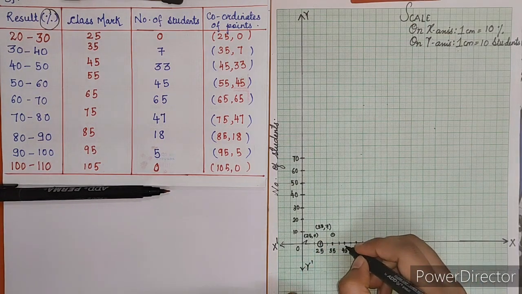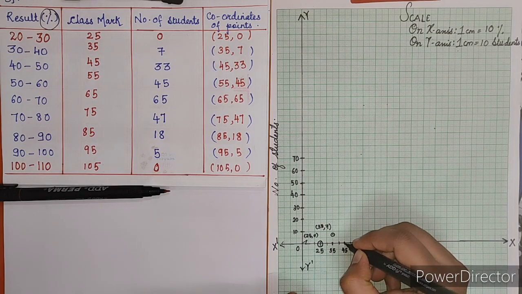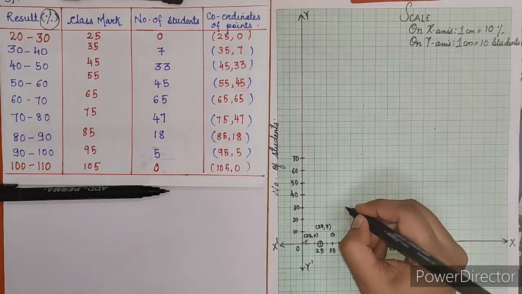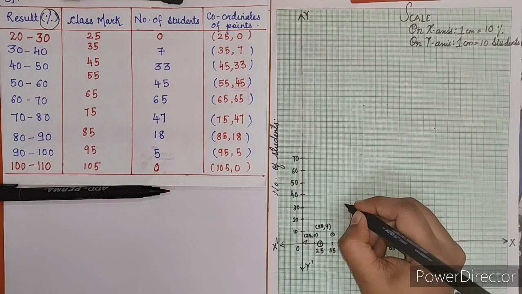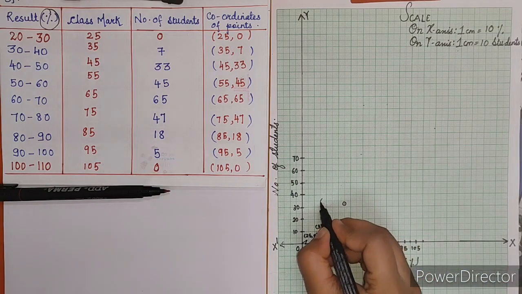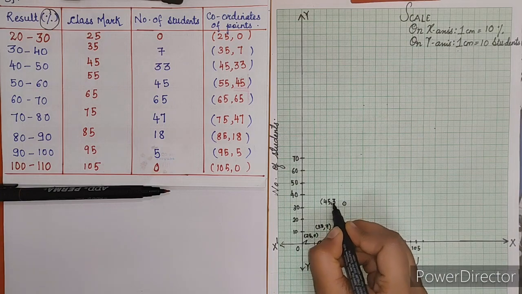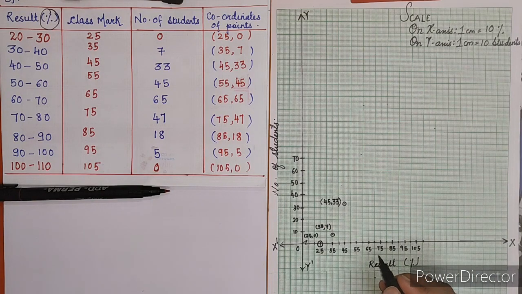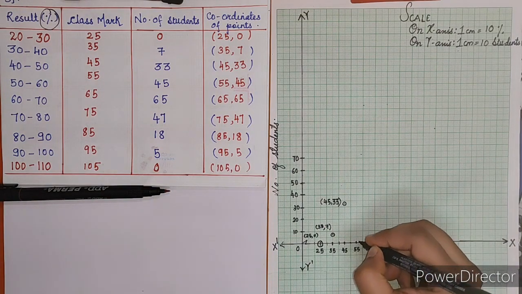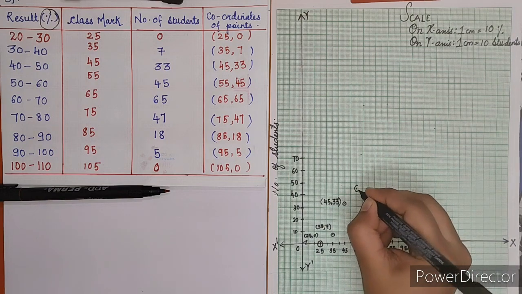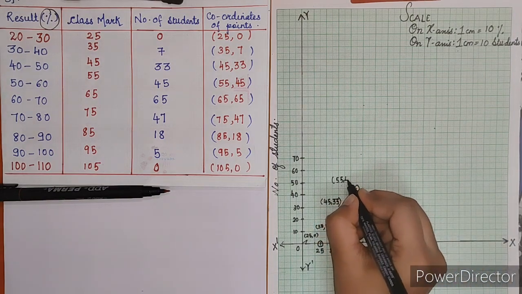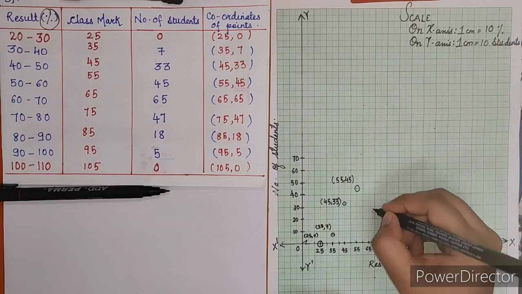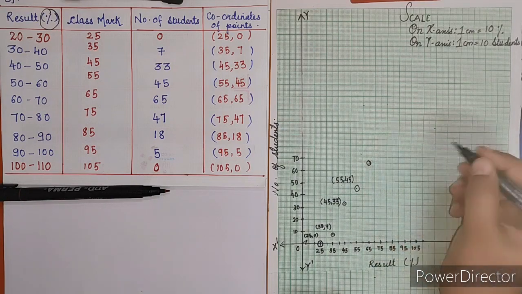Next coordinate is 45, 33. So we'll come on x-axis where 45 is. We'll go to 30 and read 3 lines from 30: 1, 2 and 3. And we'll write the coordinate 45, 33. Your fourth coordinate is 55, 45. So coming on 55 on x-axis, 40 and it is 45. So 55, 45. Next coordinate is 65, 65. Coming on 65, this is 60 and half of it will be 65, 65.